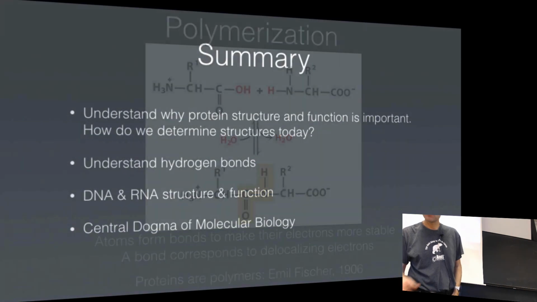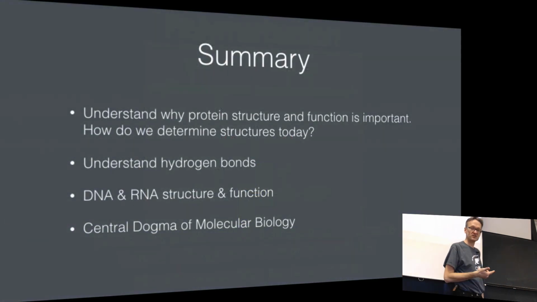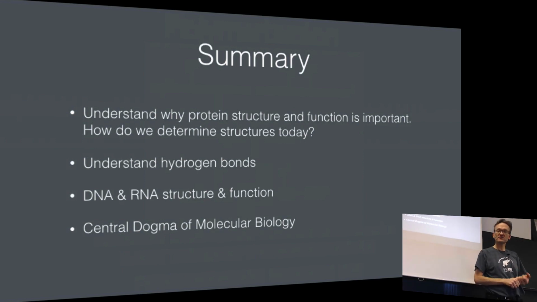So the summary today: you need to understand a little bit of why protein structure and function is important, how they relate to each other, how we determine structures today, and understand the hydrogen bonds. We're going to come back to that. I didn't talk that much about it here, but the hydrogen bonds will be important later on. We will go back on Friday and talk about fundamental physical interactions and how they give rise to the hydrogen bonds. You need to understand DNA and RNA structure and function, because even if we're just going to work with proteins, this is where proteins are coming from. And you also need to understand the central dogma of molecular biology. And that leads to one question here. So what was the central dogma?